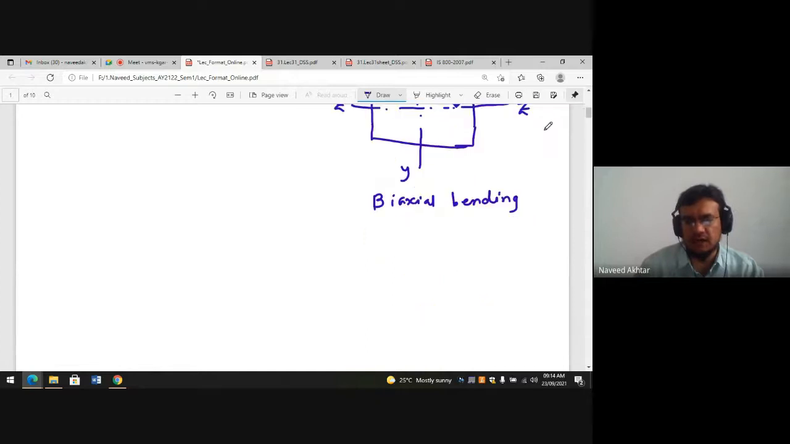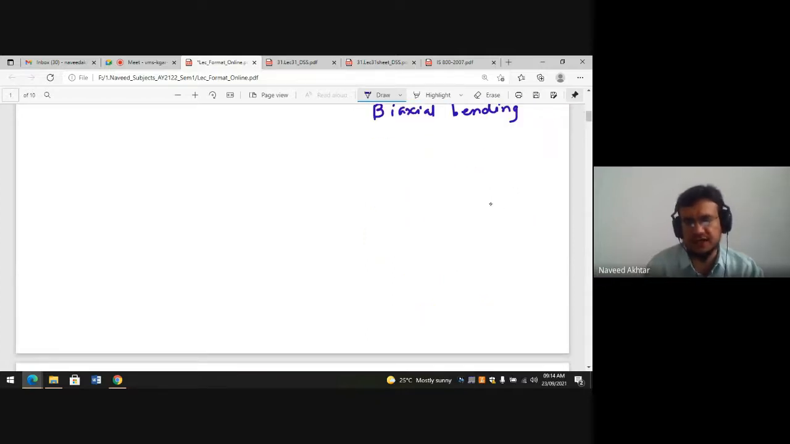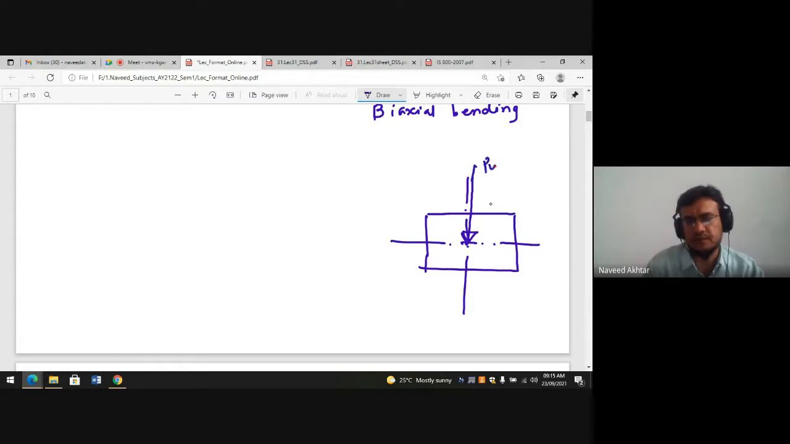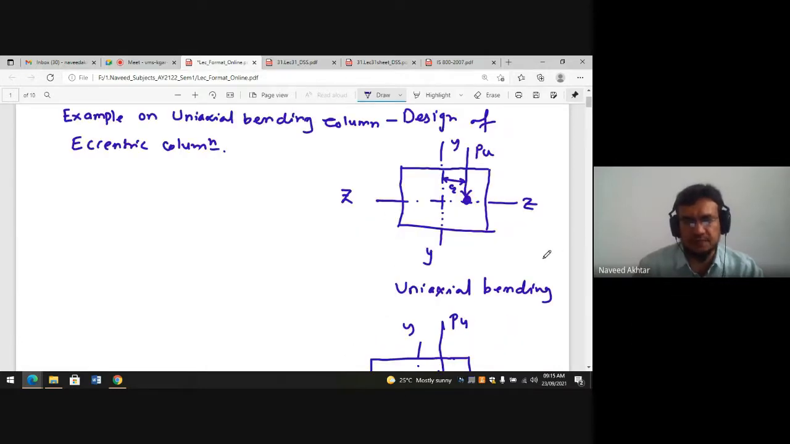Up till now we have designed columns with axial force only, where the load is acting at the CG of your column. So this is the axially loaded column. Up till now we have designed axially loaded columns. Now with this example you will check the adequacy of the section.